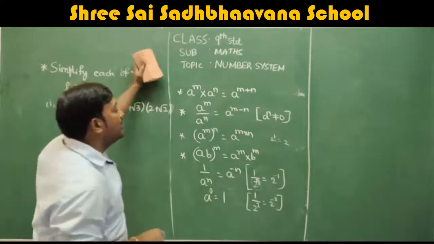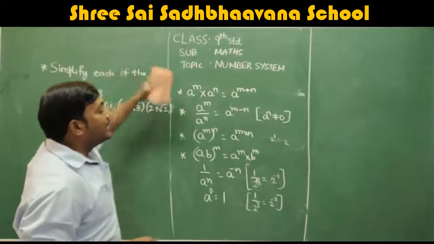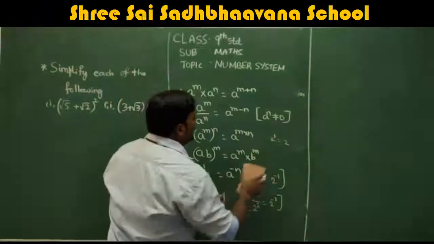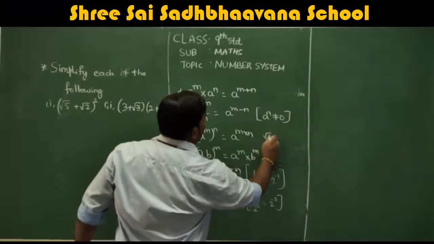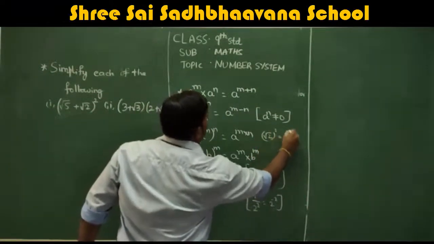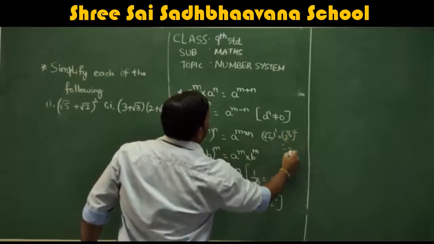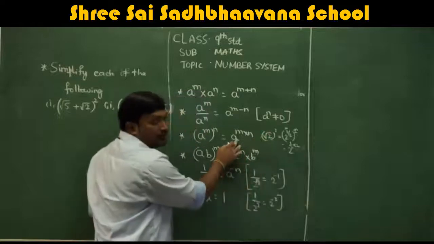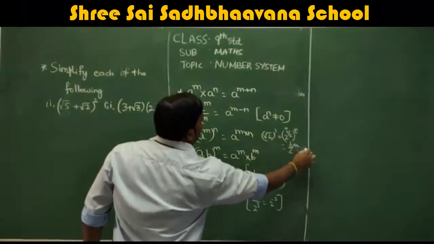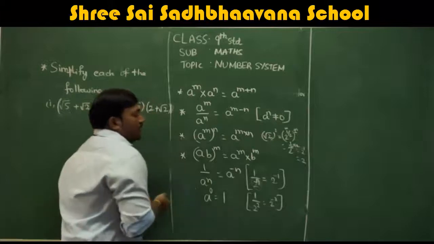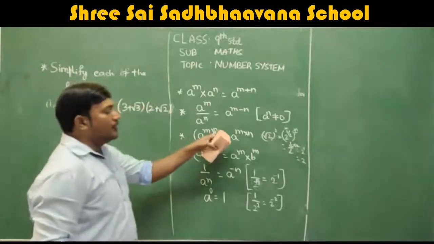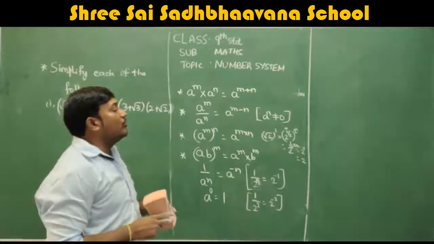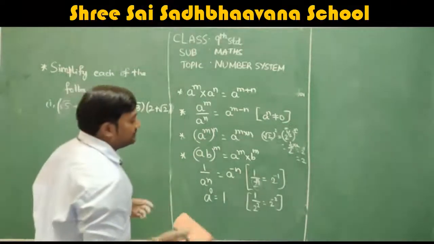So a power m by a power n is a power m minus n, and (a power m) whole power n. The same we discussed, we used this for (root 2) whole square, right? Root 2 whole square we wrote as (2 power 1 by 2) whole square, which is 2 power 1 by 2 into 2. This is m, this is n. This formula only we used, which we got as 2 power 1, which is 2 back. So (a power m) whole power n we can write as a power m into n.